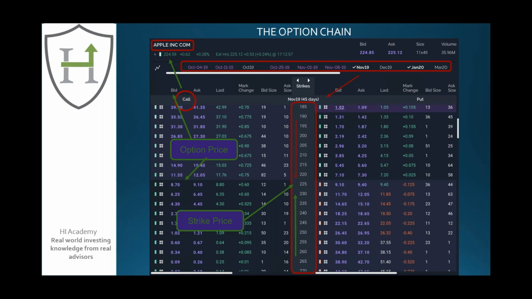I could choose higher in that green there. I could do 250, maybe sell my stock at 250, but you'll notice I'd only get $1.02 credit for doing that. If I chose to sell it at 220, I'd get a bigger credit of $11.55, but I'd be selling my stock about $5 cheaper than I could at 225. The 225 is called at the money, and that's usually the best bang for your buck.